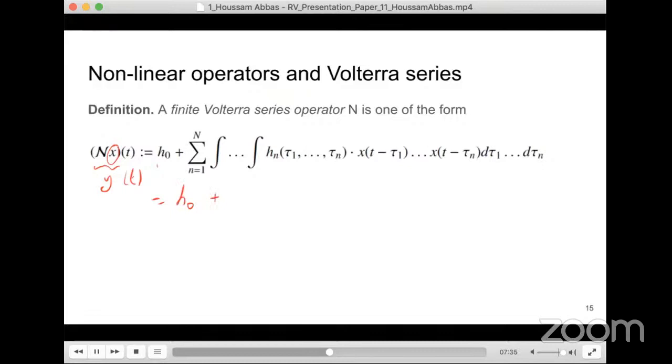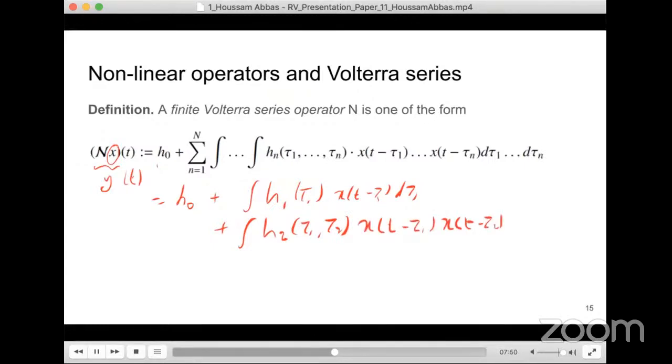So this is the constant h0 plus the integral of h1(tau1) x(t minus tau1) d tau1 plus this other integral, and now we have h2, which is a two-dimensional function, and there is the product of x with itself, d tau1, d tau2, etc. You see this here is nothing but the convolution. So this is the linear response of this operator. And starting from the second order, we have the higher order nonlinear responses. I want to draw your attention to the h's. These h's characterize the finite Volterra series operator.